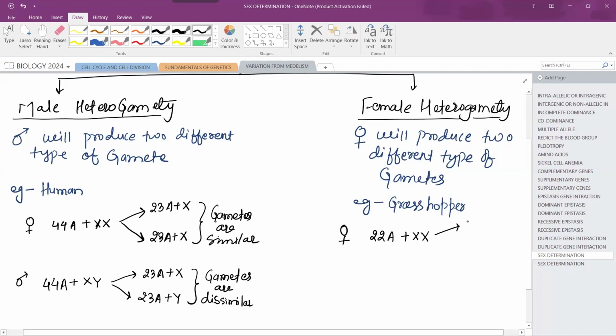This will produce 11A plus X and 11A plus X. This is the case of male.